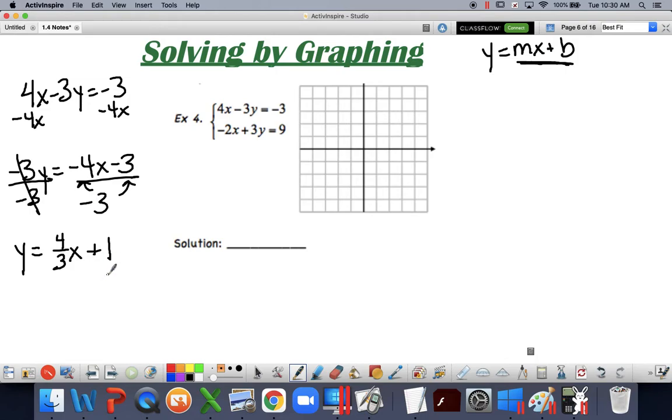I'm going to go ahead and graph that by realizing my y-intercept is at 1 and my slope is up 4 to the right 3. Or you can also think of it as down 4 to the left 3. But now at least I have enough points that I can go ahead and graph that line. Now let's look at our second equation. I have negative 2x plus 3y equals 9. I'm going to add 2x to both sides.